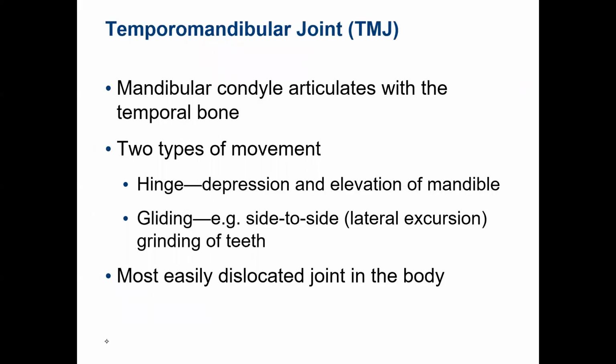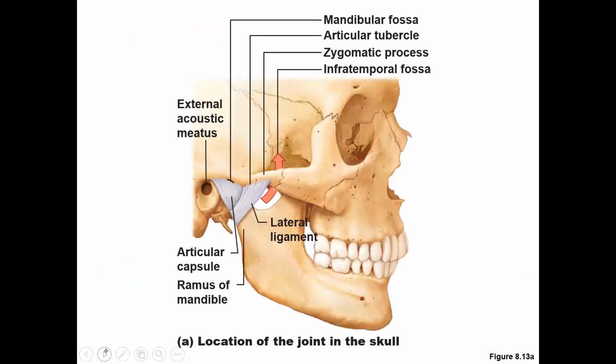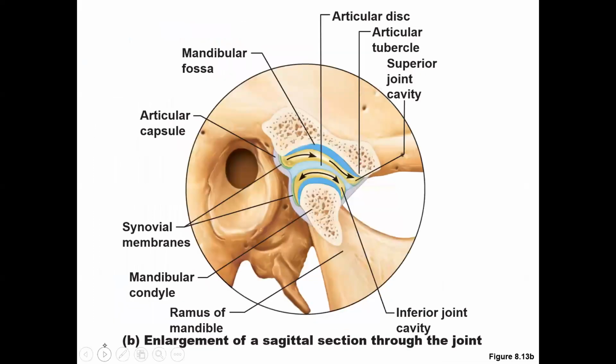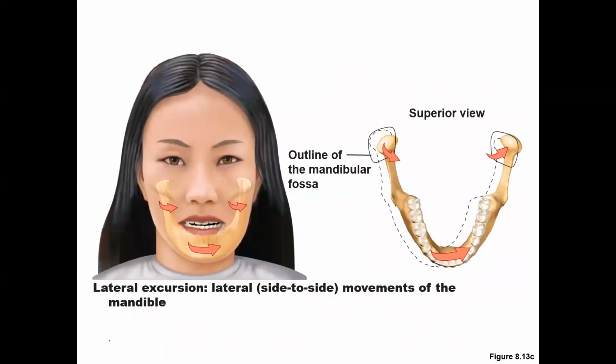The last joint we'll talk about here is the temporomandibular joint, the jaw, between the temporal bone and the mandible. Here you get a hinge joint, depression and elevation, and a gliding joint. This is the most easily dislocated joint in your body, but not very commonly dislocated. There's just not a lot of support here, either with muscles or the bone structure. There are not a lot of facial muscles, and they're not particularly strong.